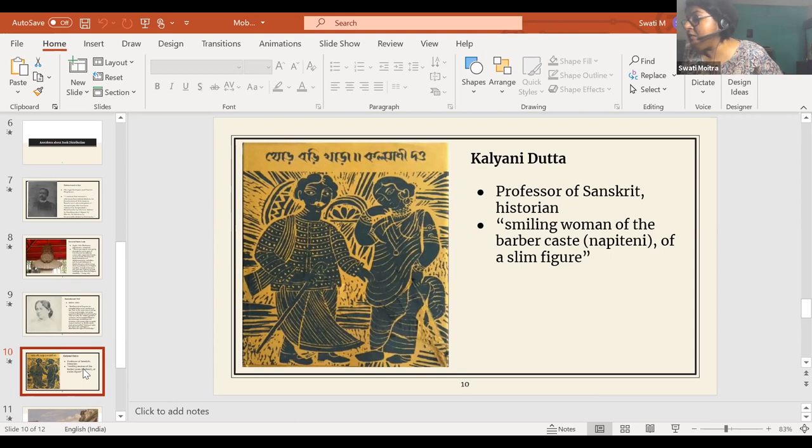She narrates the tale of a smiling woman of the barber caste, Napiteni, of a slim figure, who brought along religious chapbooks such as Madan Mohan, Tarakeshwar Mahatto, Lokhir Pachali, priced at 2 paisas each. There, the other women who ferried Japanese glassware and porcelain utensils are simply identified as women, one of whom, Dotto claims, gave a copy of the Chahar Darbesh, printed in Bortola, to Bordidi, her elder sister.